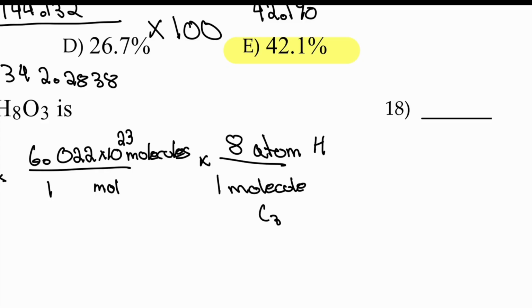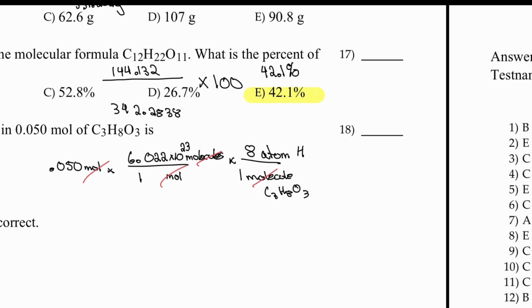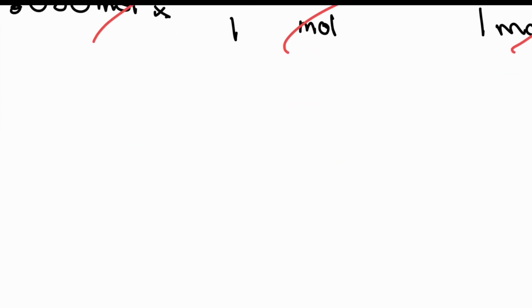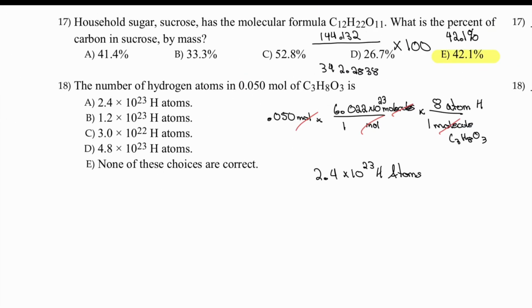of C3H8O3. Does everything cross out? 1, 1, 1, 1. We're only left in atoms. When we solve this, we get A is our answer.